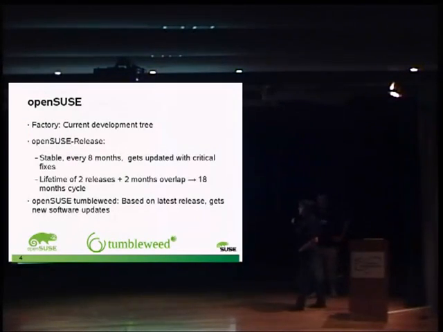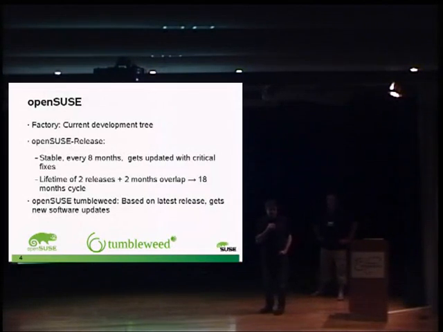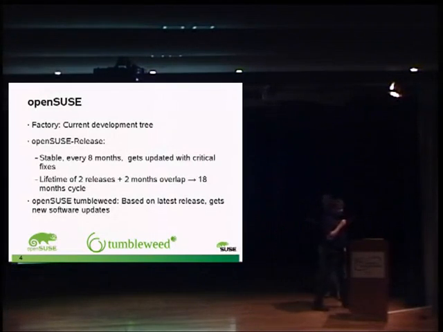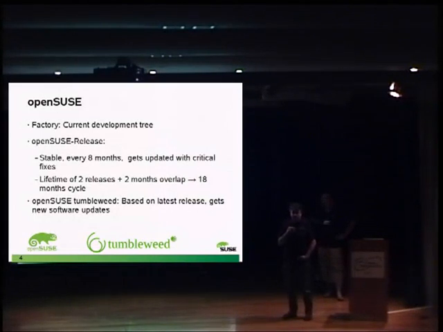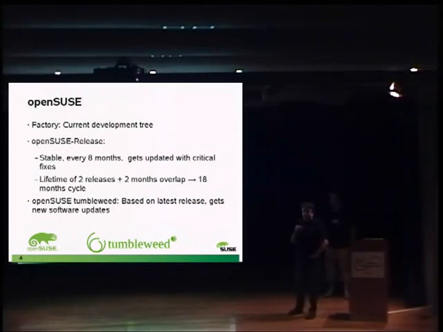So, one thing you may have missed on that slide is OpenSUSE, because it's not an enterprise product itself, it's more of a project. OpenSUSE itself, I'm sure most of you are familiar with that, can be divided in several parts. So you have the factory, where you have the current development tree, where everything that is new and shiny is done. Then, of course, you have the OpenSUSE release itself, which is stable, comes out every 8 months, gets updated, and is supported for at least 2 releases, and a little bit of overlap, so an 18-month cycle. And for those who want a little bit more support or stability for a longer time, you have OpenSUSE Tumbleweed, which is based on the latest release and gets new software updates.